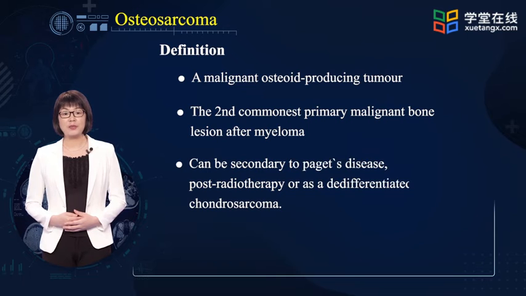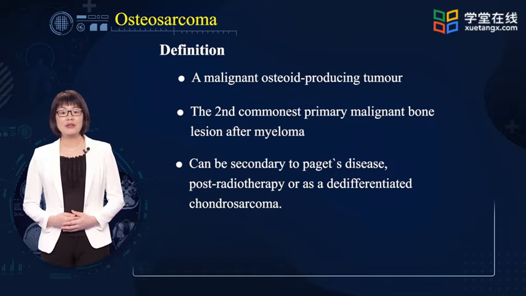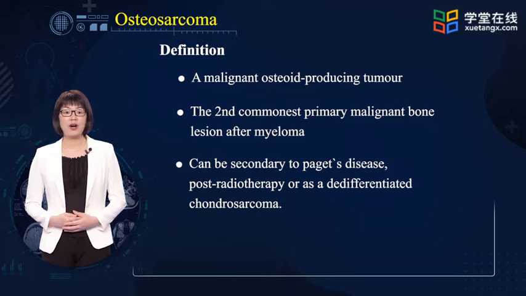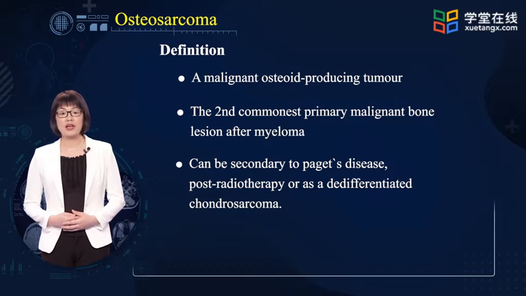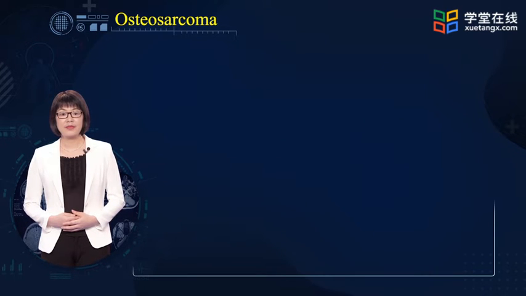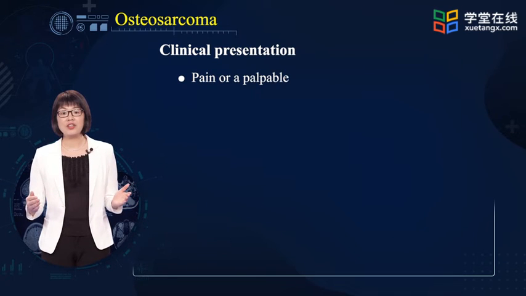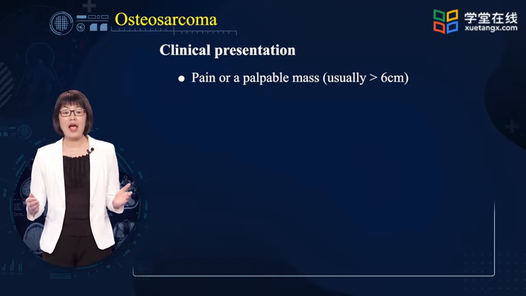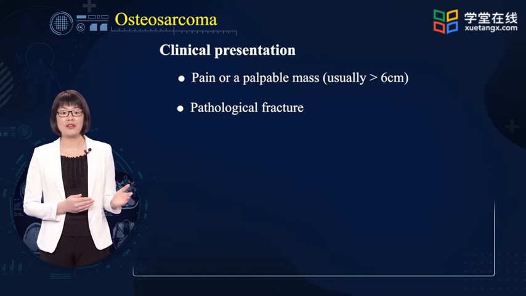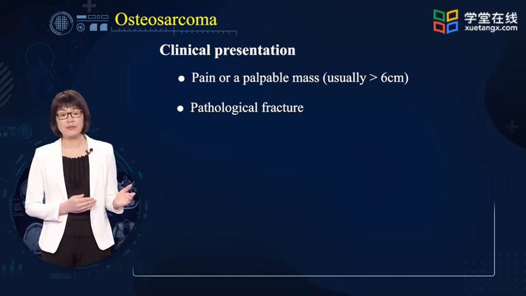Secondary osteosarcoma occurs in the elderly, usually secondary to malignant degeneration of Paget's bone disease, extensive bone infarct, post-radiotherapy for other conditions, or as a dedifferentiated chondrosarcoma. Patients often present with local bone pain, occasionally accompanied by a soft tissue mass or swelling. Sometimes the first symptoms are related to pathological fracture.